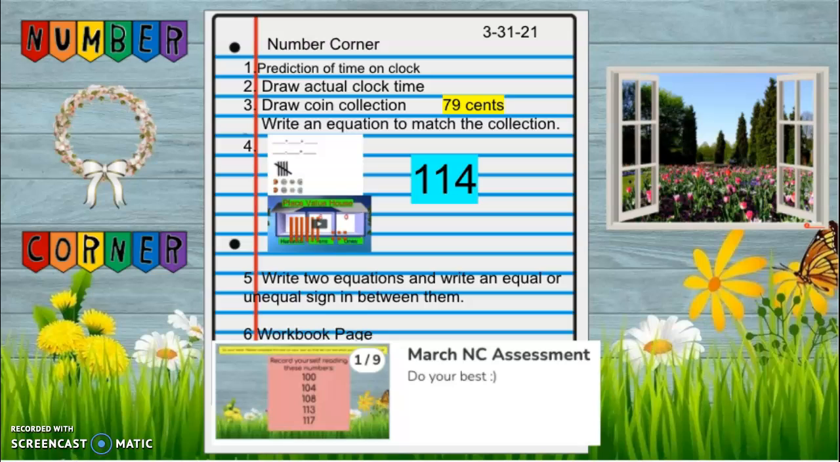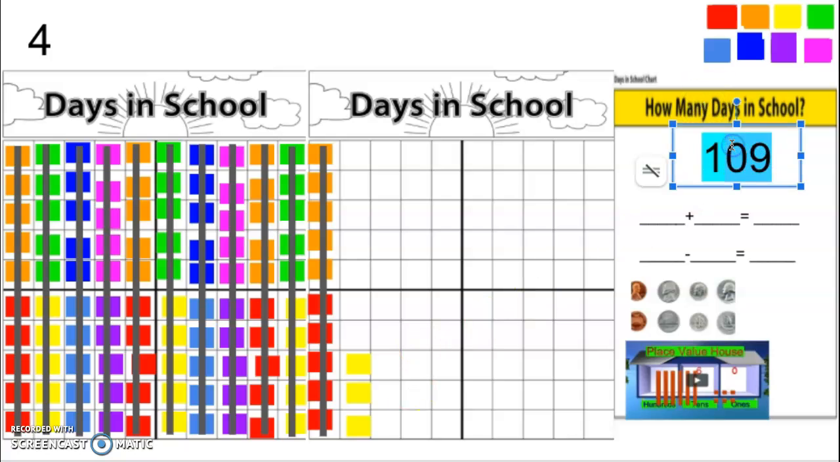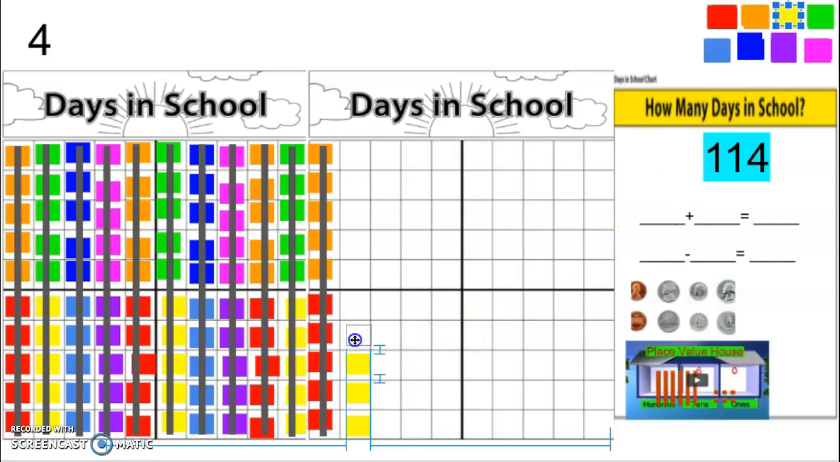Next to number 4, we are going to represent the number 114. So again, yesterday we were in school for 113 days. Today we've been in school for one more. Now we've been in school for 114 days. Please represent 114 with an addition equation, subtraction equation, coins, 100 block, 10 sticks, and 1 blocks. Press pause if you need more time.